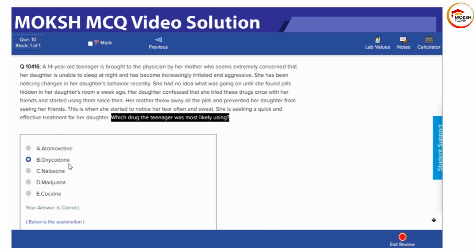If you think that the patient is having very flu-like symptoms, with, as I said, lacrimation, diarrhea, sweating, nausea, vomiting, muscle cramps, etc., it's usually opioid withdrawal. So the answer here is oxycodone.